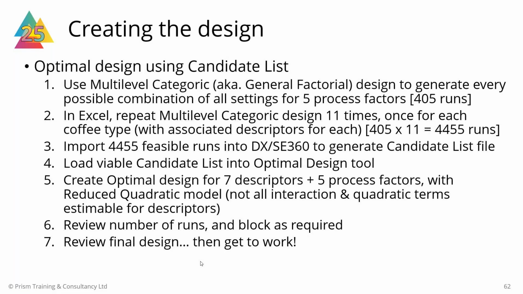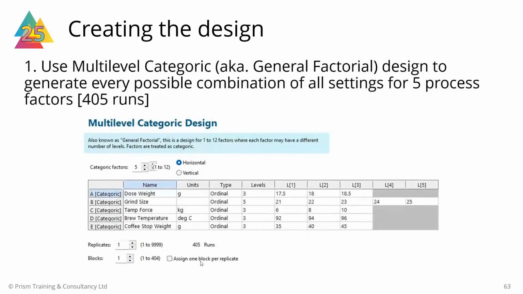So this method, we've presented this sort of method at previous talks, so I won't go through it in great detail today, but the idea is that we first of all set up all the combinations of the process factors that we can actually perform. So these are things like dose weight, temp, force, and so on. That generates 405 combinations that we are happy to run.